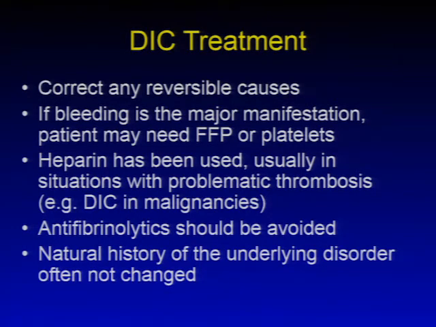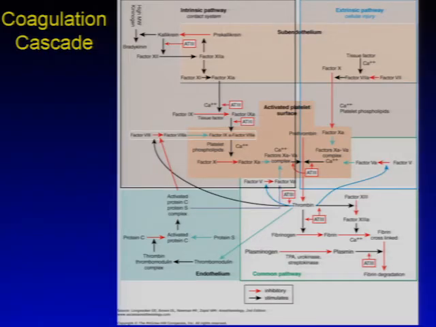And unfortunately, the natural history of the underlying disorder is often not changed, and that list again had some bad clinical situations on them: cardiac arrest, aortic aneurysm. So oftentimes the outcomes are not good despite aggressive treatment. Just again, another refresher of the coagulation cascade, looking at that extrinsic, intrinsic, and common pathways.